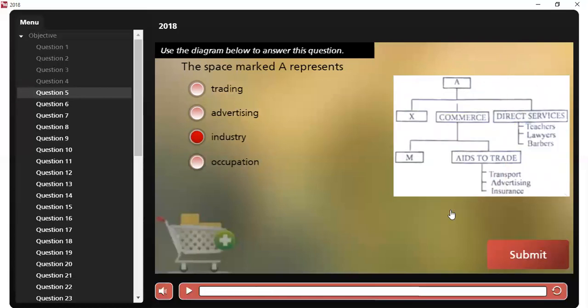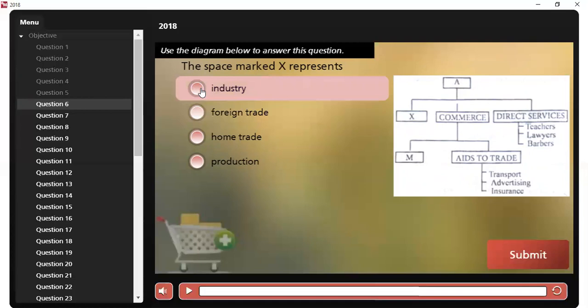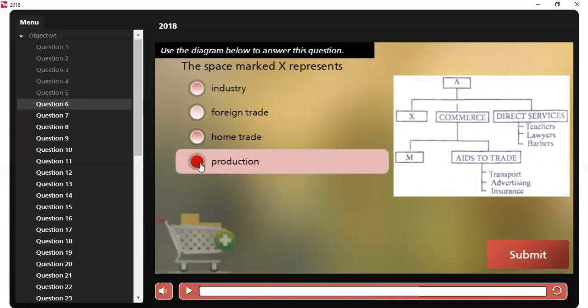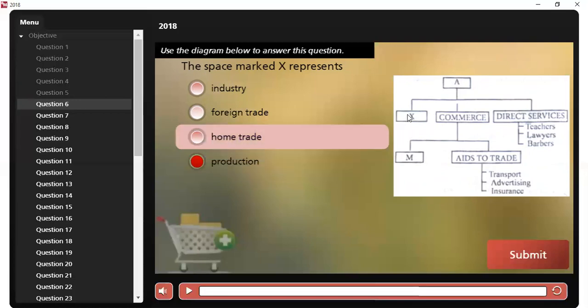Okay, still on the same diagram, the space marked X, of course, this is no more an industry. So this place marked S, is it industry, foreign trade, homemade, or production? The right answer has to be production. Don't forget, production can be defined as the bringing up or making of goods and services for satisfaction of consumers. So we should have production here, commerce, and direct services here.